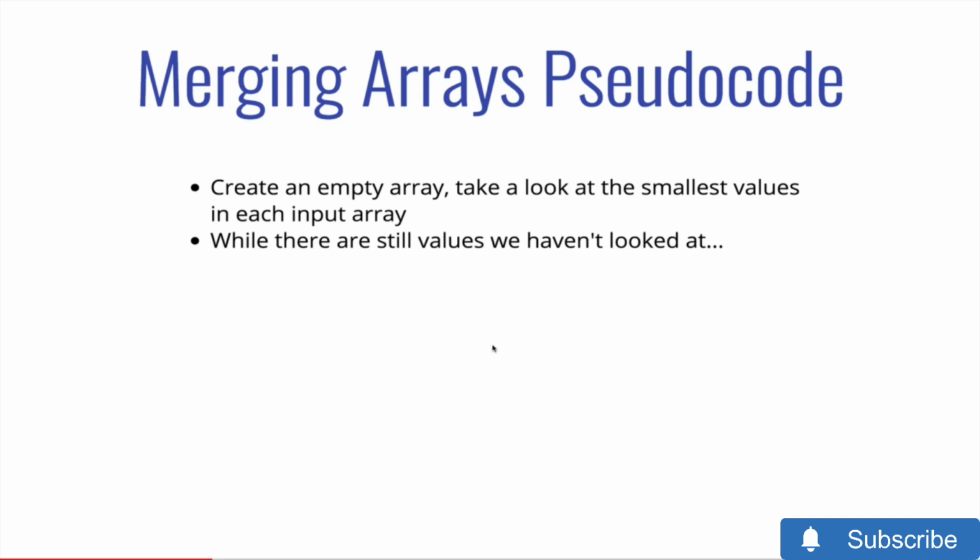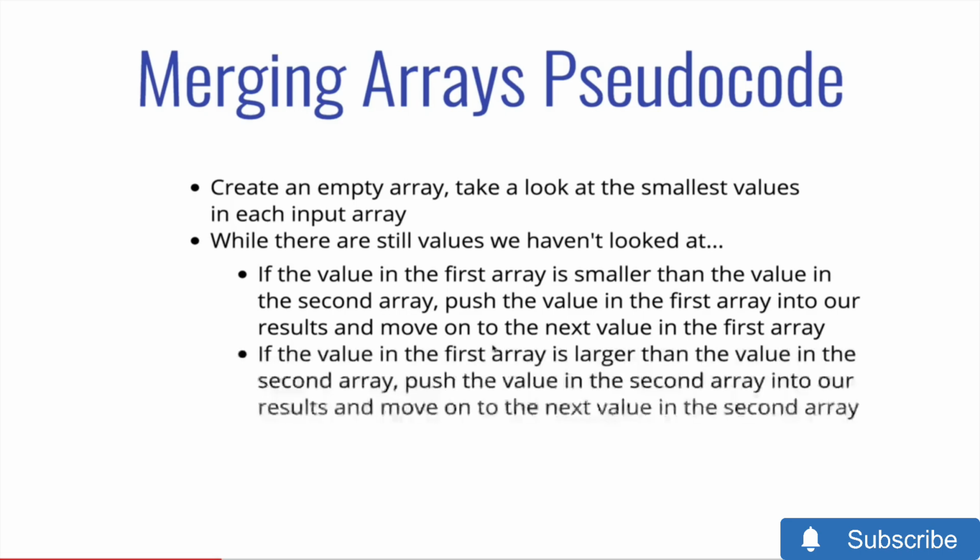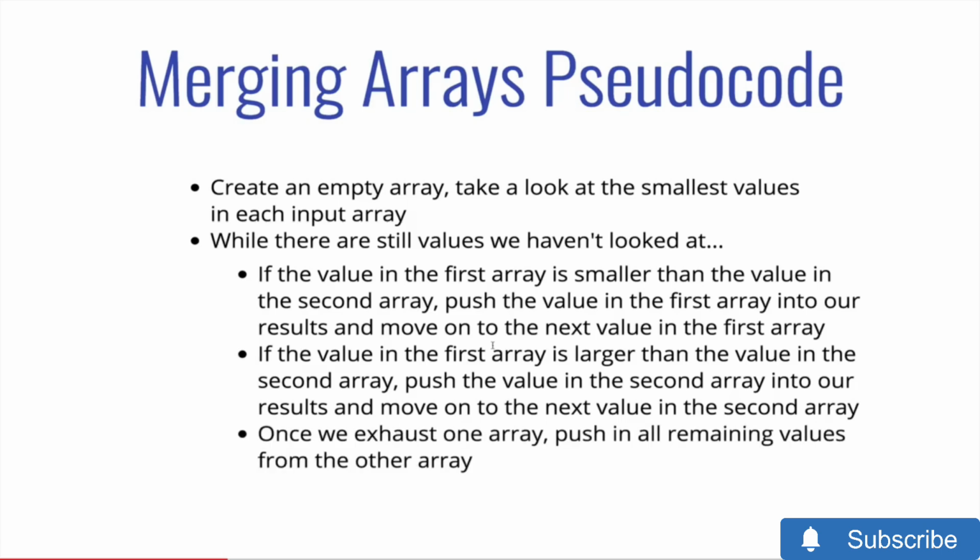While there are still values we haven't looked at, meaning while i and j both haven't hit the end of their respective arrays, we're going to take the value of the first item in the first array and compare that to the value of the first item in the second array. If the first item is smaller, we put that in our result array, and then we move on to the next item in the first array. If it's the other way around, if the item in the first array is larger than the value in our second array, we take the value from the second array and put that in the results and move on to the next value in the second array. And then once we finish one array, we just push all the remaining values from the other array in.